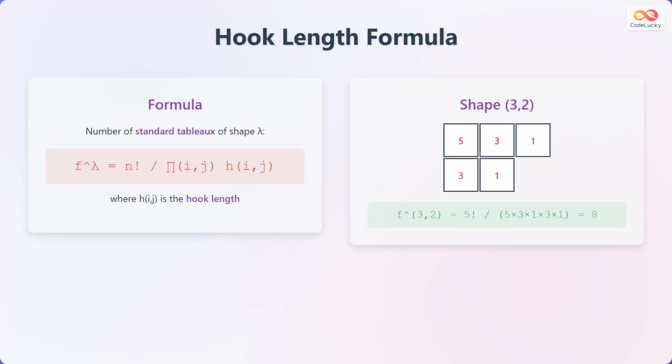The hook length formula gives the number of standard tableaus of shape lambda. F super lambda equals n factorial divided by the product of h of ij, where h of i, j is the hook length. For example, consider the shape 3, 2. We can count the hook lengths in each box. Then f super 3, 2 equals 5 factorial divided by the product of 5, 3, 1, 3, 1, which equals 8.